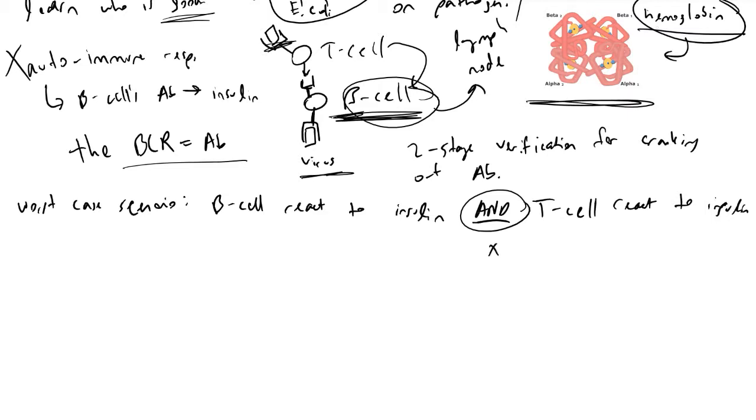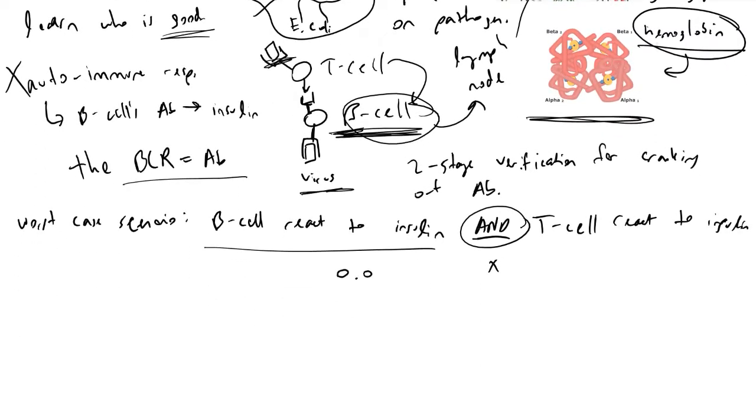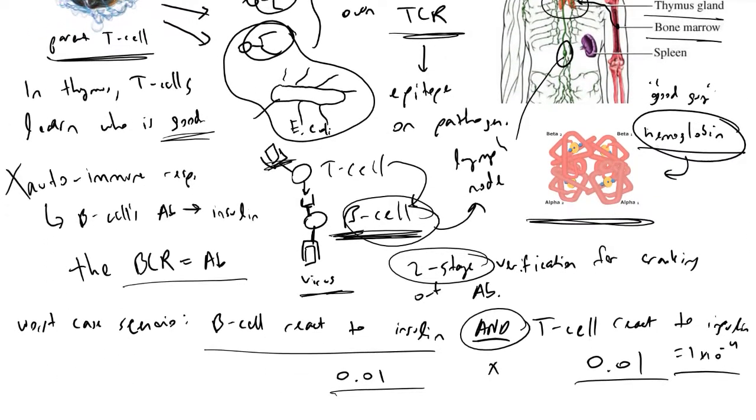we can think of the likelihood that a B cell would make it out of the bone marrow and have an affinity for insulin as, let's say, 0.01, so 1% of the time. Let's say the likelihood that we would have a T cell that also reacts to insulin would be another very low probability. So when we multiply two very small numbers together, we get an even smaller number. So this would be 1 times 10 to the minus 4. And these are made up numbers I'm just using here, but this is just to hit home why this two-stage verification is very important for your body to have a good response to valid targets.